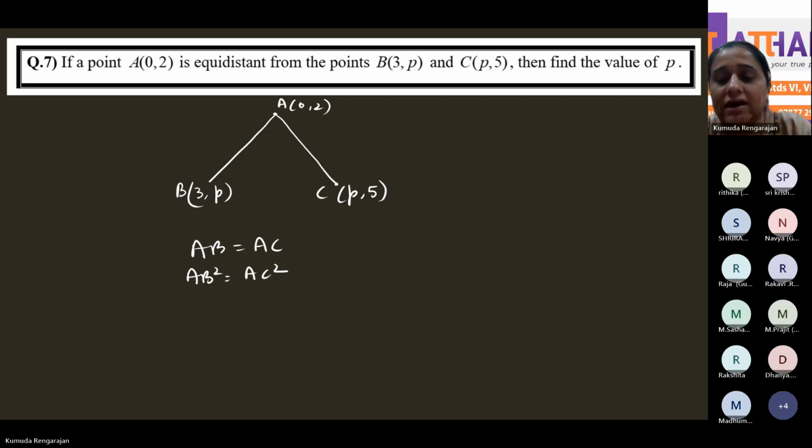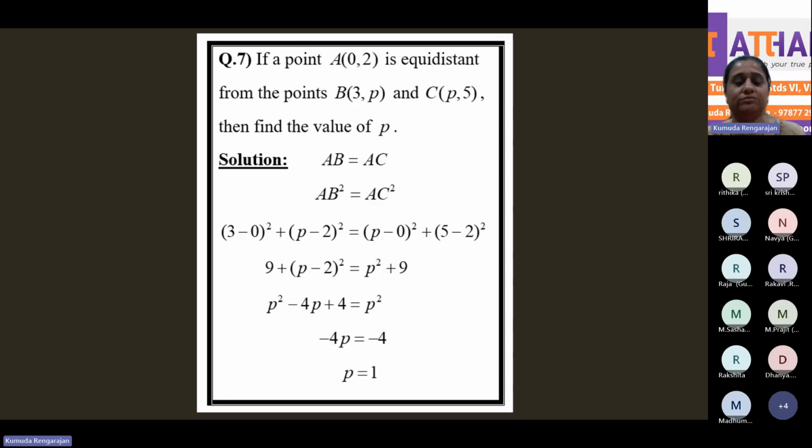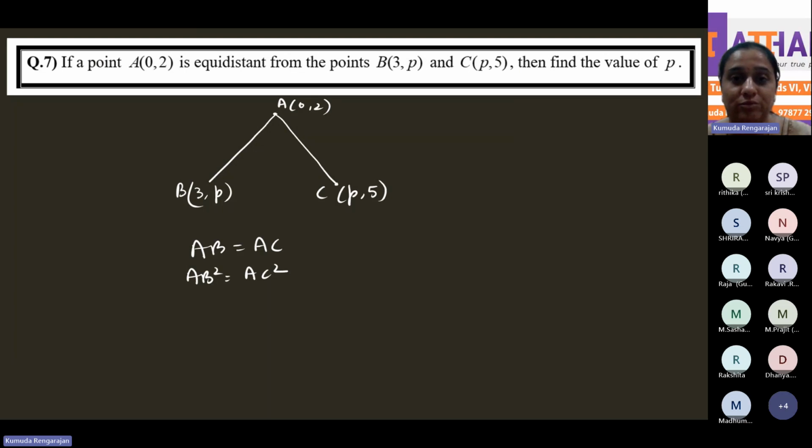Ma'am? Yeah, Navya. Ma'am, is P equal to minus 2? No, I have a different value. Yes, ma'am, it's 1. It's 1? Okay, thank you.